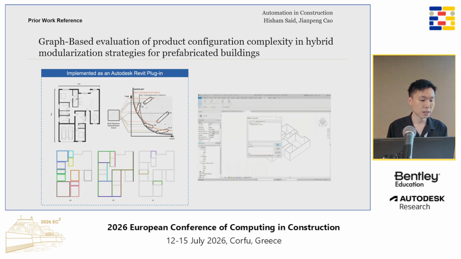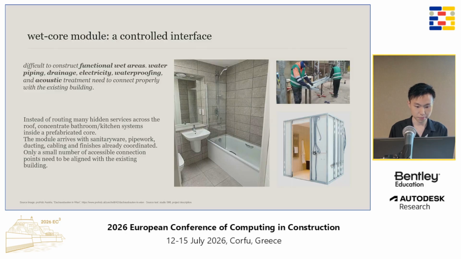There is also one prior work from our colleagues Jianpeng and Zhang. They analyze which part of your apartment would be better constructed by modules, and which other parts could be constructed by panels. In our case, we choose the wet core as a module, because in apartment construction, the wet core is the most complex part. You need to consider the functional wet cores, water piping, drainage, electricity, waterproofing, or maybe acoustic treatment.